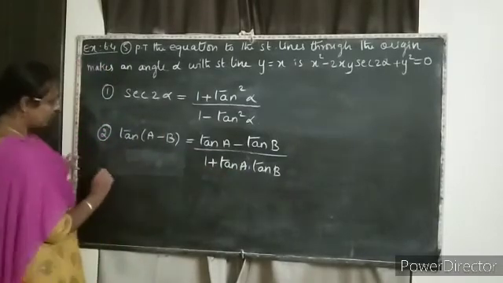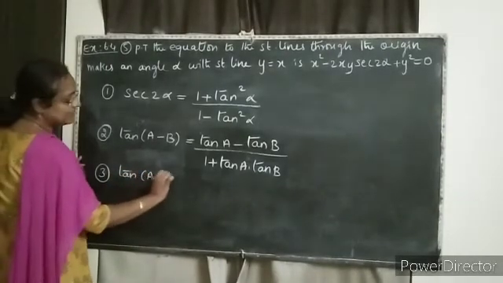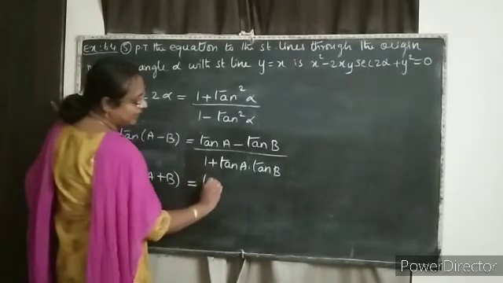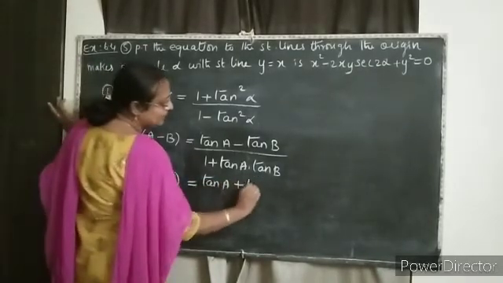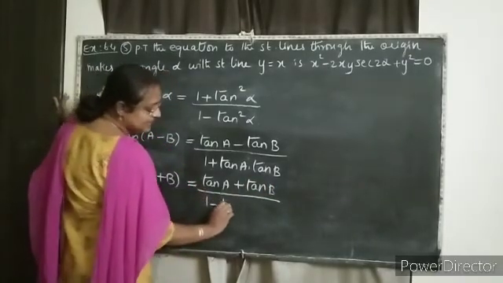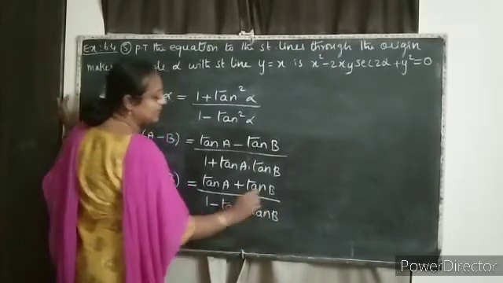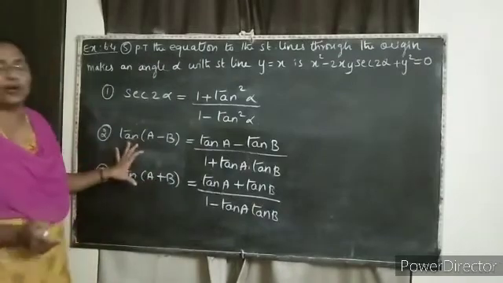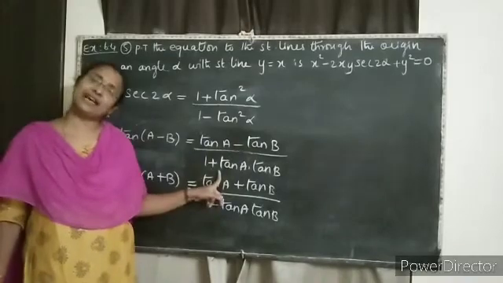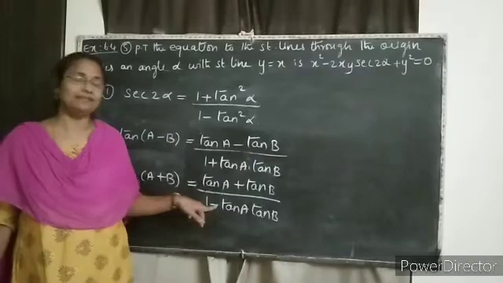This is relevant to tan of A plus B as well. Since we have plus here, in the numerator we'll use tan A plus tan B divided by 1 minus tan A into tan B. You just memorize this formula by correlating this. If we have minus here, the numerator will have minus and the denominator will have plus. If we have plus here, the numerator will have plus and the denominator will have minus.